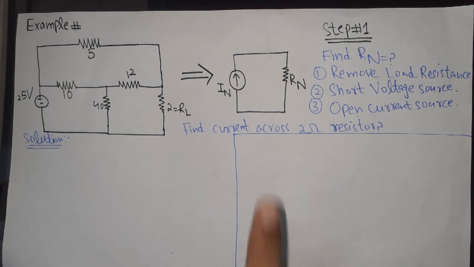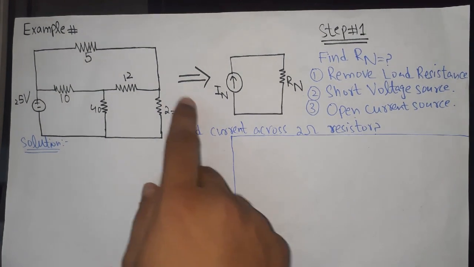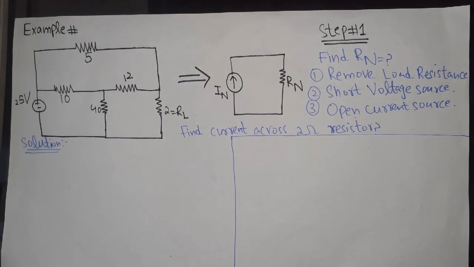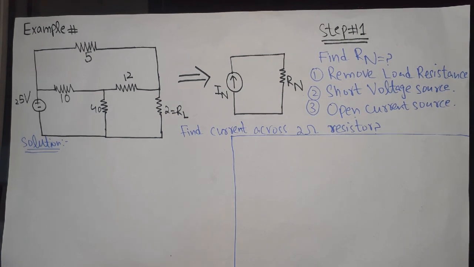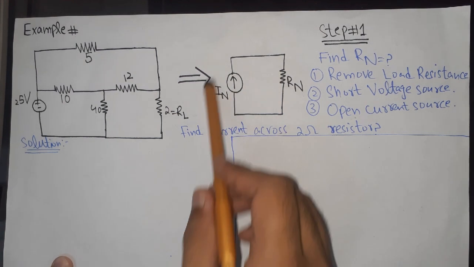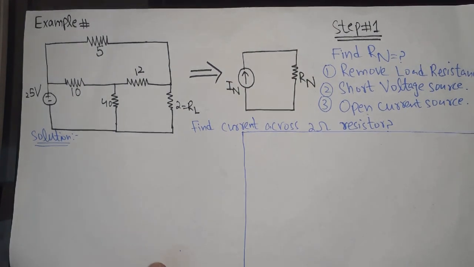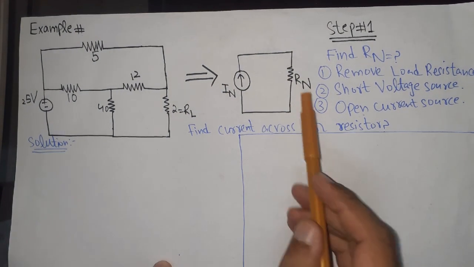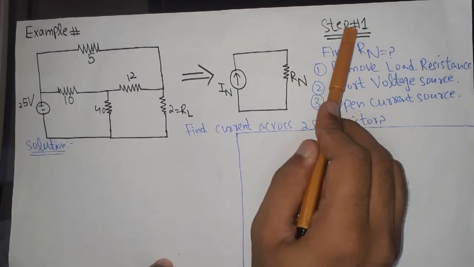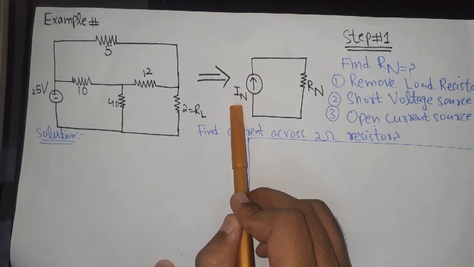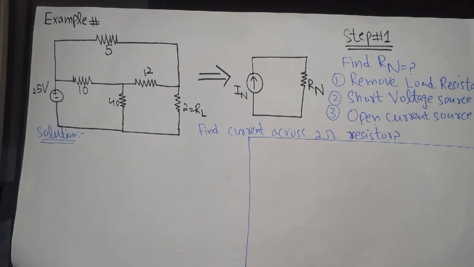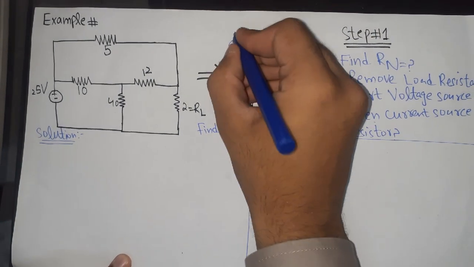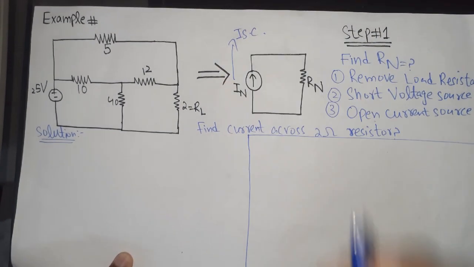Students, in this example, we need to find the current across the 2 ohm resistor using Norton's theorem. Our main aim is to compress this circuit into this form. As we earlier discussed in our intro, we need to find Norton resistance using step 1 and Norton current using step 2. I also call Norton current the short circuit current.